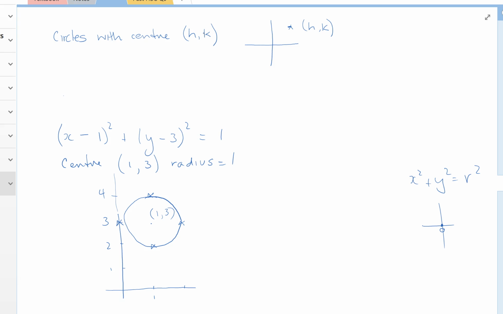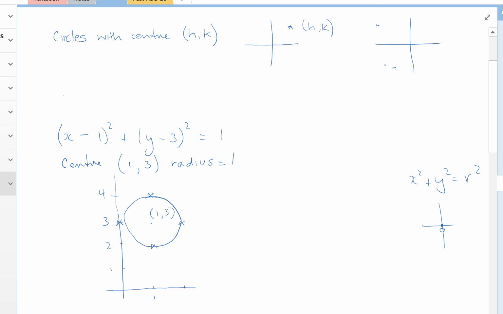There's nothing special about them, as long as you know that h refers to the x ordinate of the centre and k is the y ordinate. And obviously they could also be negative values. So h and k could be here, or h and k could be down there.